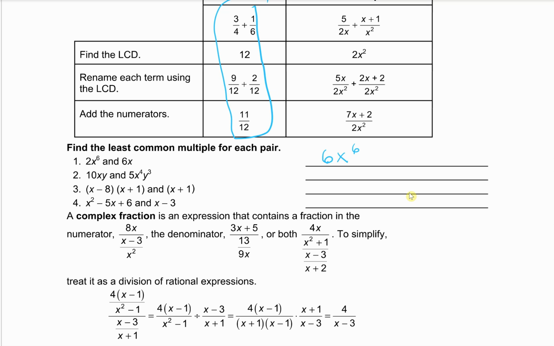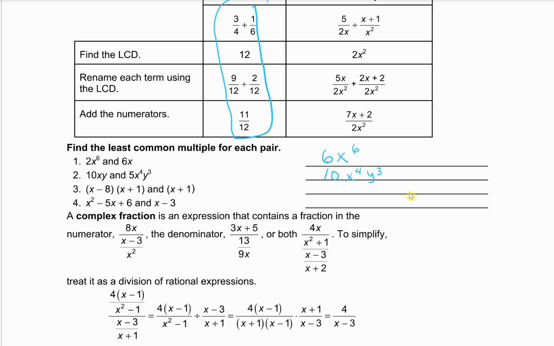Here we got 10xy and 5x to the 4th y to the 3rd. That's going to be 10 and x to the 4th y to the 3rd. That's, again, what do they both have? Well, 5 will go into the 10, and the x and y will go into x to the 4th y to the 3rd.